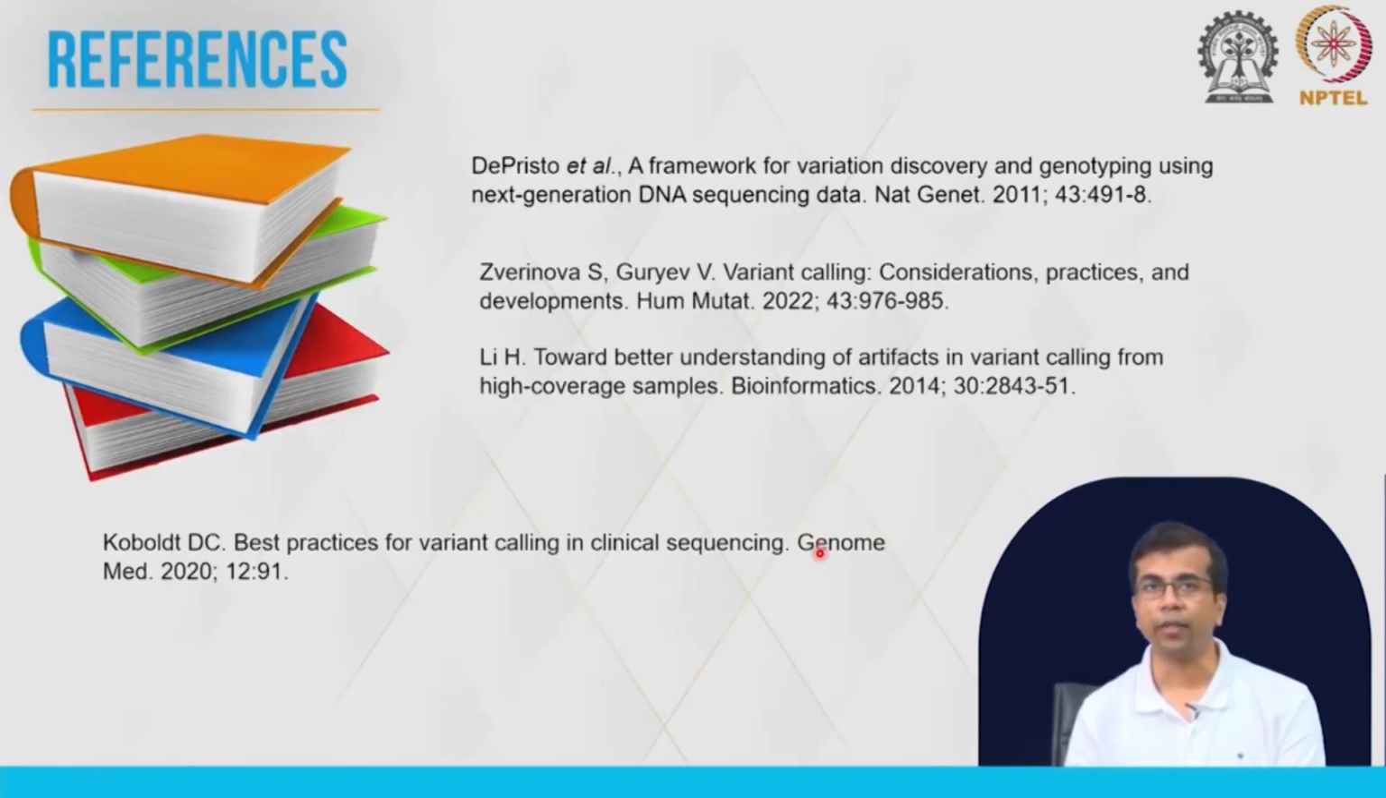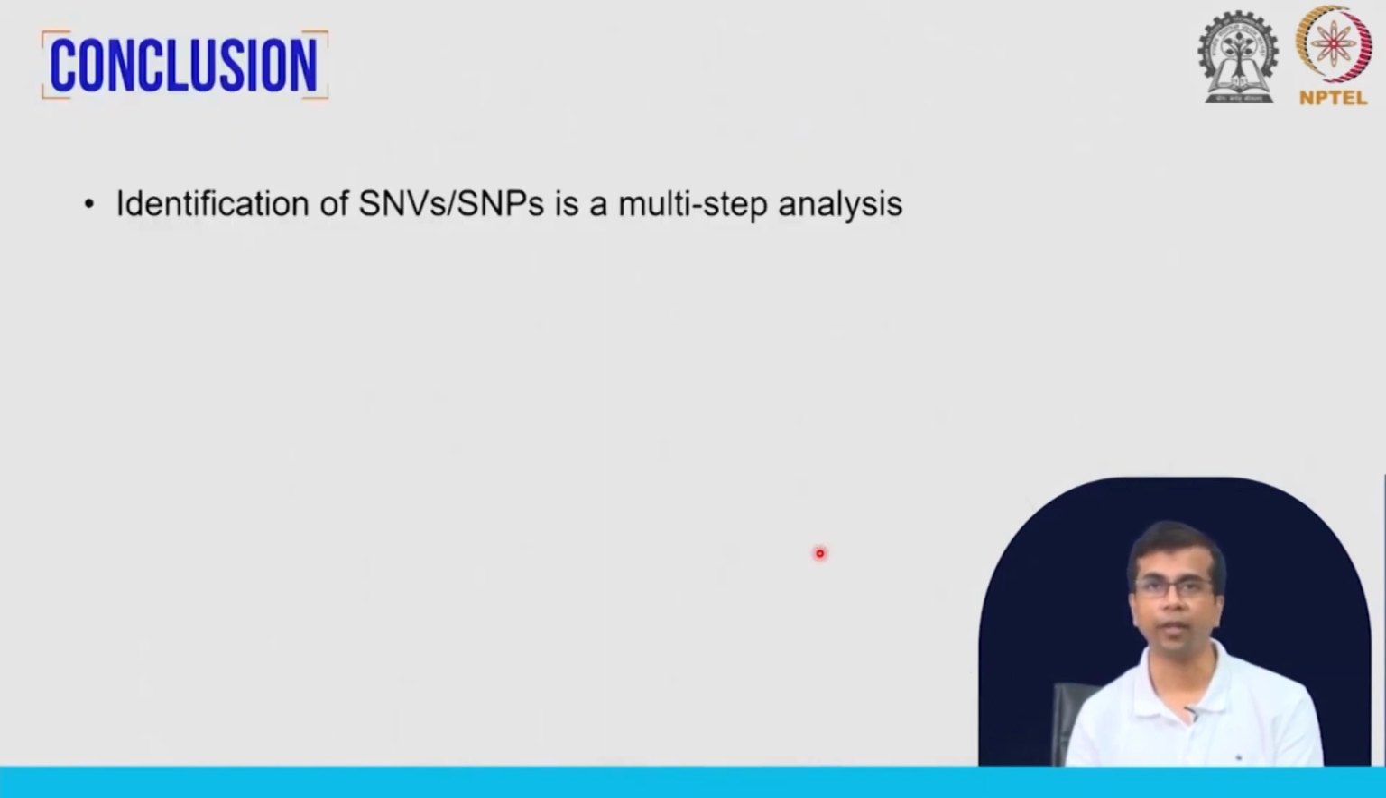Okay, so here are the references that we have used for this class, and to summarize, we have seen that identification of SNVs and SNPs is a multi-step analysis. There are different processes that we go through, and the goal of each of these is to reduce the number of false positive calls and to maximize the number of true positive calls.